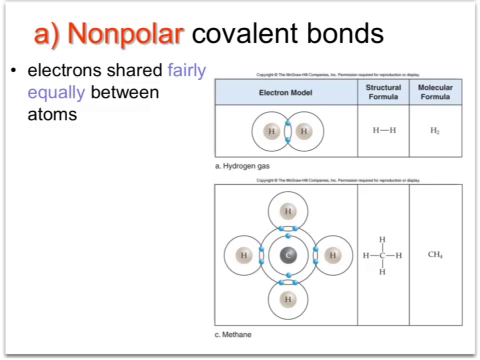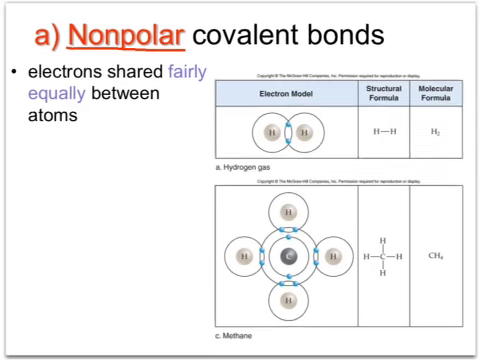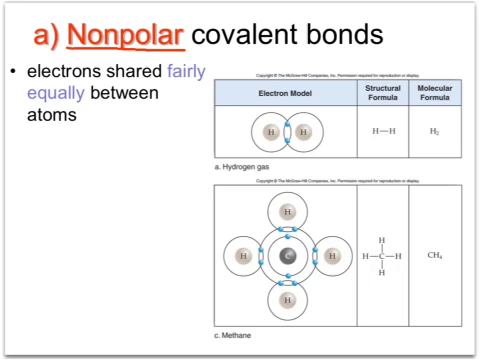Okay, so there are 2 subcategories of covalent bonds. The first one I want to talk about is the nonpolar covalent bond. As you can see by the definition here, this is where electrons are shared fairly equally between atoms. So here are some examples over on the right-hand side.